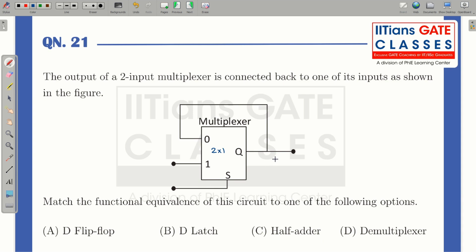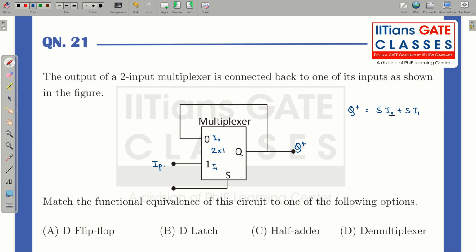We have to check. If I want to write the output, let me solve this question over here. If I take it as Q plus, so Q plus will be equal to what? This is Q, let this input be I0 and this input be I1. So Q plus will be equal to S complement I0 plus S I1. Now if S is 0, I0 will be selected. If S equals 1, then this input, let this be any input, I1 will be selected.